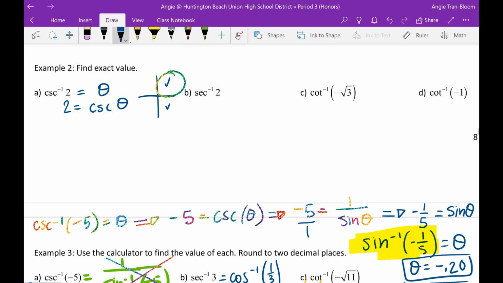Or I can write it in sine. 1 over sine of theta equals 2. Can I flip that? So sine of theta is technically equivalent to? Now do you know it? So theta is pi over 6. You're right.